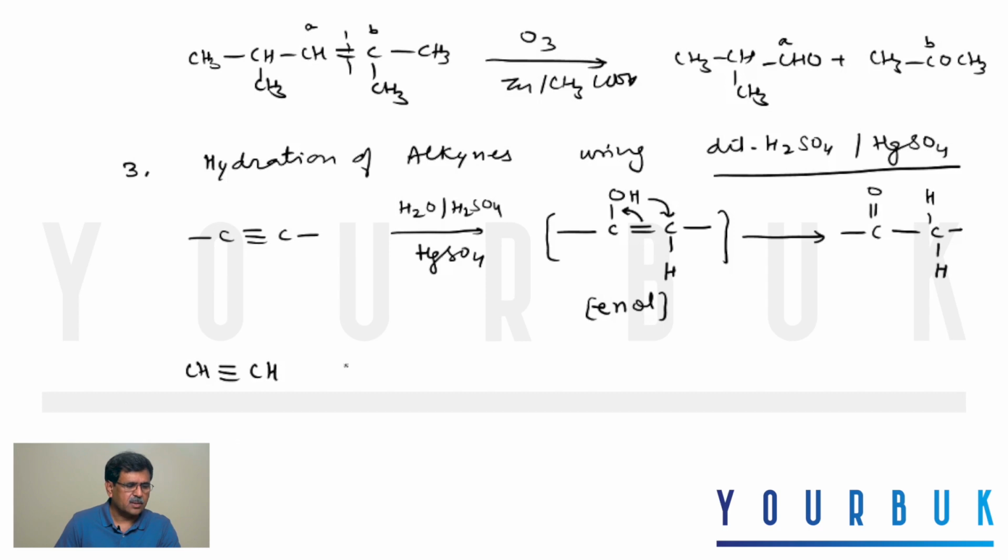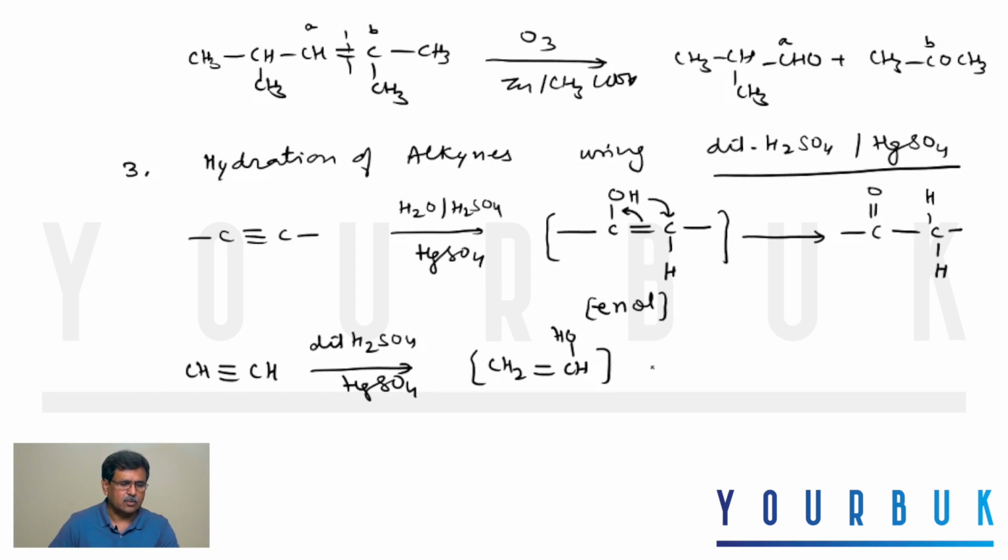Now this is a symmetrical alkyne, so you can add OH minus to any carbon of the triple bond. So we are writing dilute sulfuric acid, mercuric sulfate, and this is the enol form obtained. And this enol form then undergoes tautomerism to give acetaldehyde as a final product.